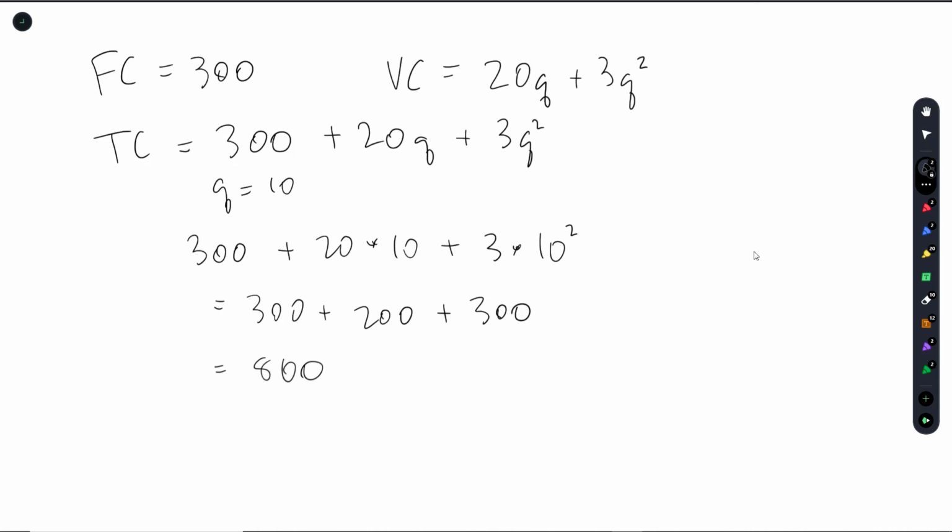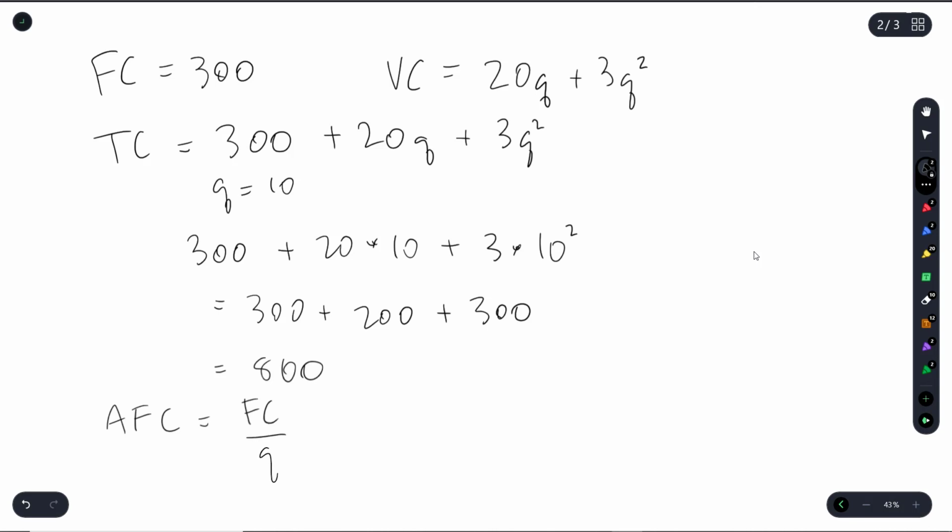Next, we're going to figure out what our average fixed cost will be. Remember that average fixed cost is fixed cost divided by quantity. It tells us how our fixed cost is spread out over all of our output. In our example, it's going to be 300 divided by Q. What do we notice about this? As quantity gets bigger, average fixed cost is going to get smaller. Because fixed cost doesn't change, we're dividing that same number by a bigger and bigger number, so AFC decreases.